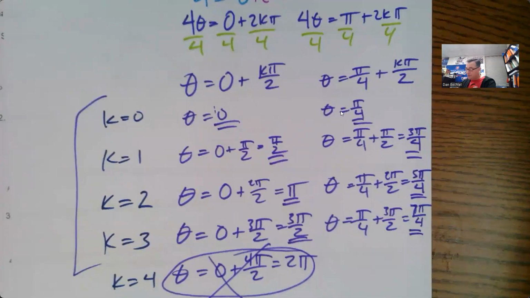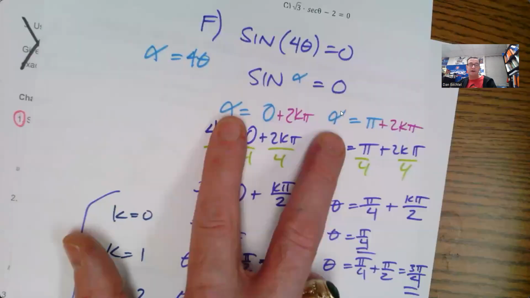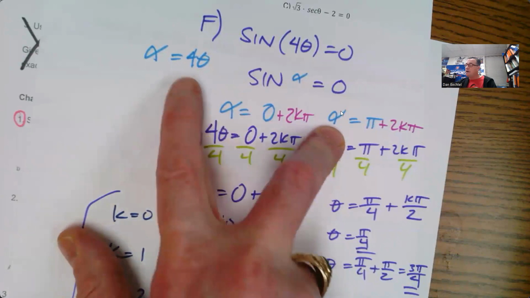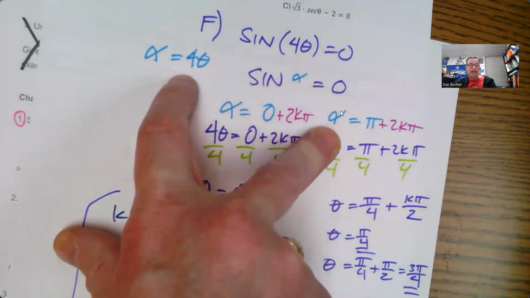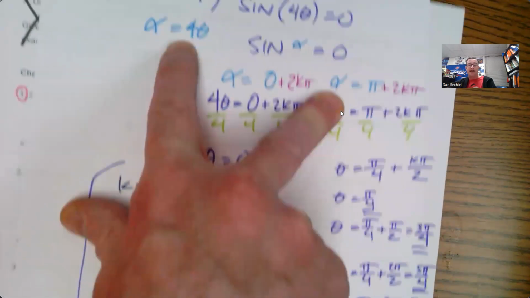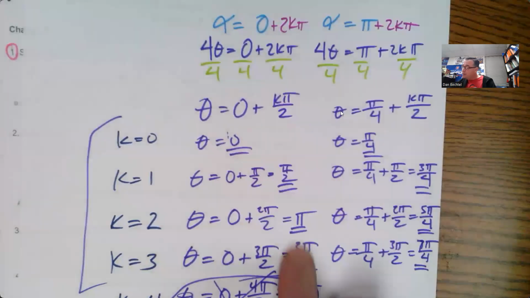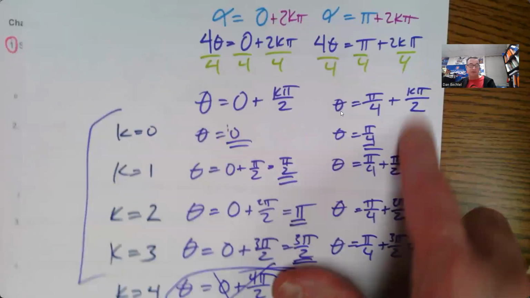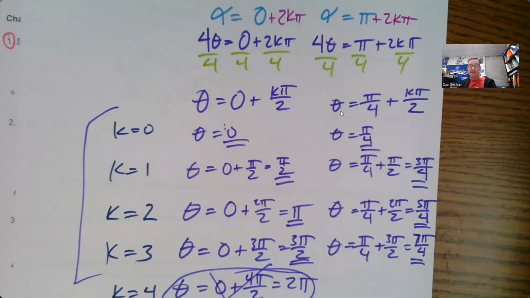Now that is a lot of answers for the same problem. But again, what you're basically doing is for every value you get for alpha, you're going to have whatever that multiplier is, that's how many answers you're going to have for that. So in this case, we had 4 values for the first one, 4 values for the second. So a total of 8 answers.